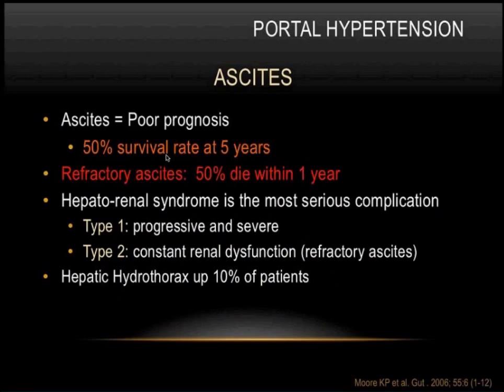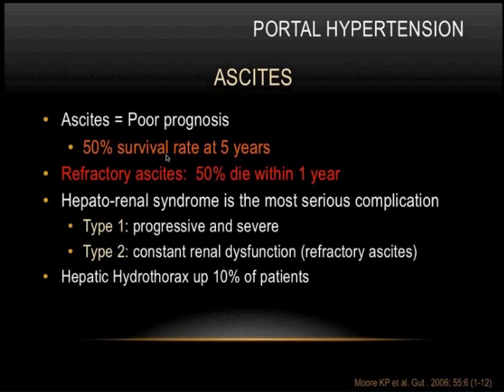If you see the data, 50% of the patients will die in 5 years. If the patient has refractory ascites, 50% of them are going to die in 1 year. So again, hepatorenal syndrome is the most serious complication. Type 1 is really progressive, when the patient just starts going downhill and the creatinine starts to multiply or duplicate in a period of days. And it's really a bad prognosis.